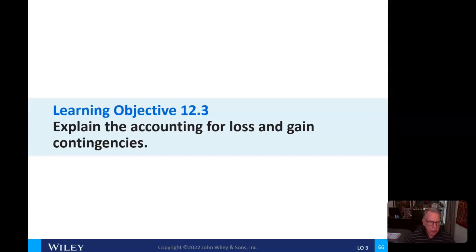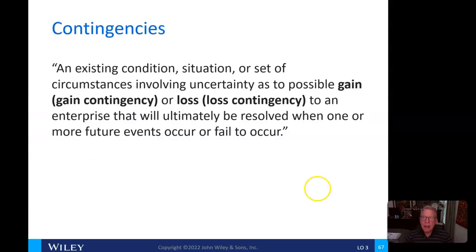Okay, now we'll take a look at explaining accounting for loss and gain contingencies. Contingencies are defined as an existing condition, situation, or set of circumstances involving uncertainty as to possible gain, or possible loss, to an enterprise that will ultimately be resolved when one or more future events occur or fail to occur.